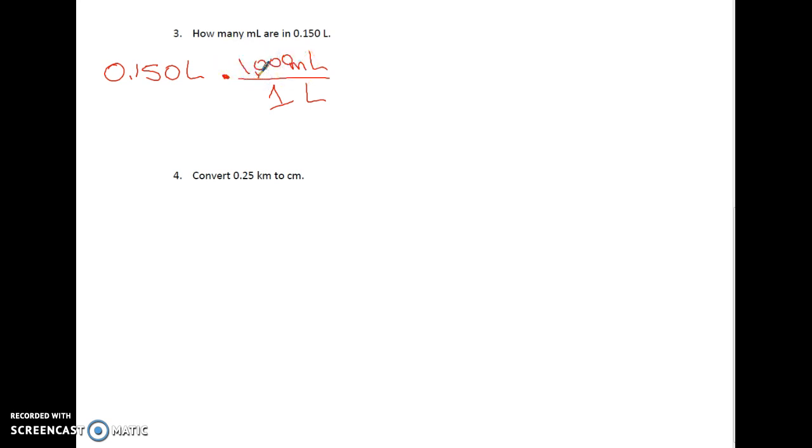And now this is an equality. The unit that represents the smaller unit is always going to have the larger number. Like I said, you need 1,000 milliliters to make up 1 liter. Liters will cancel out. What you're doing is 150 multiplied by 1,000. So in the calculator, that gives you 150 milliliters.